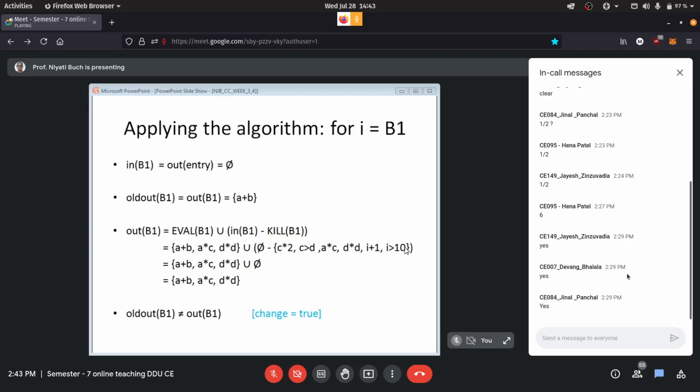Now what we observe is that old out of B1 is not equal to out of B1. So there has been a change. So change equals true. So we will definitely have to go for one more iteration. Are you following this? All of you, this is what our iterative algorithm says, which we are following. So all of you are getting the value of out of B1 as in the slide.